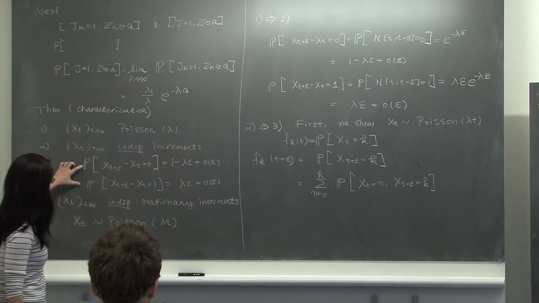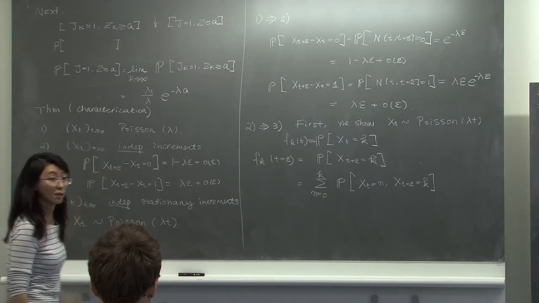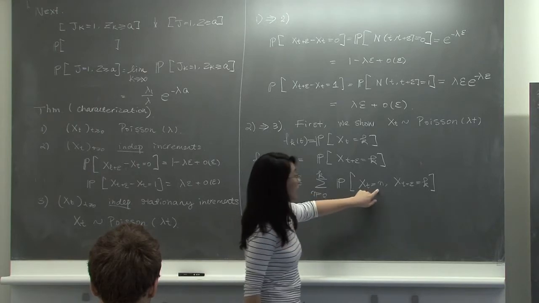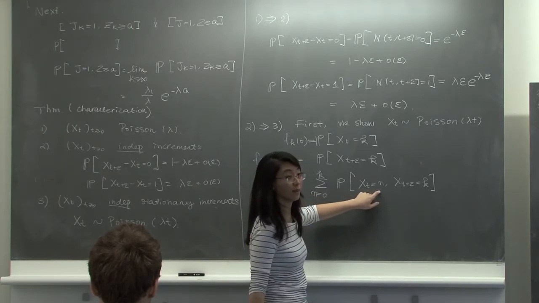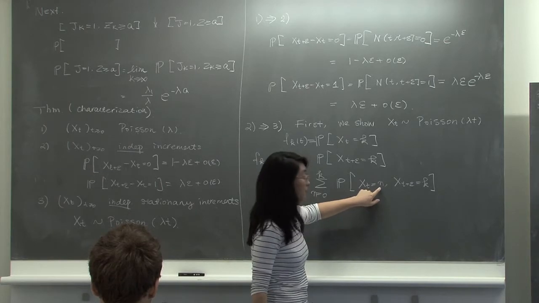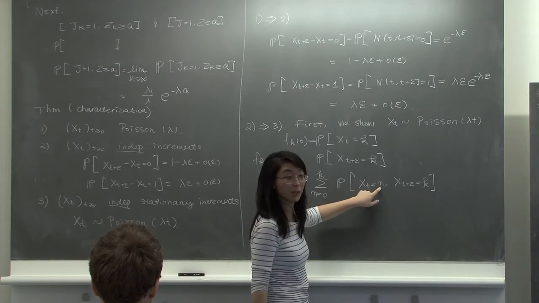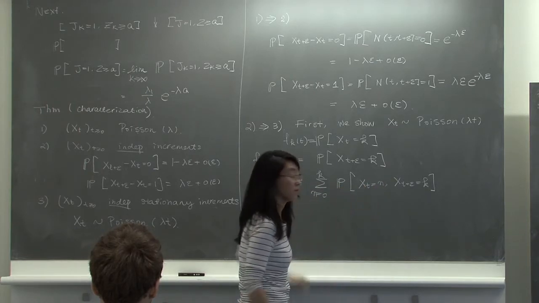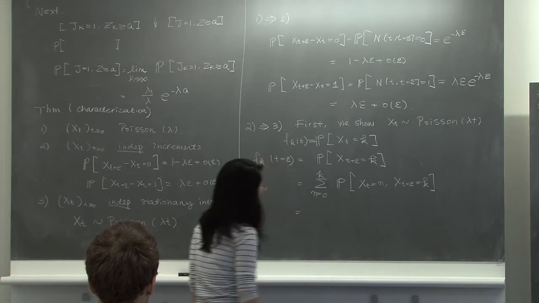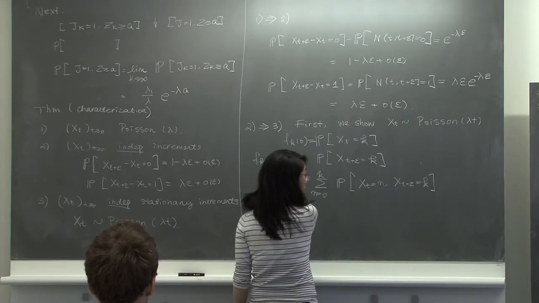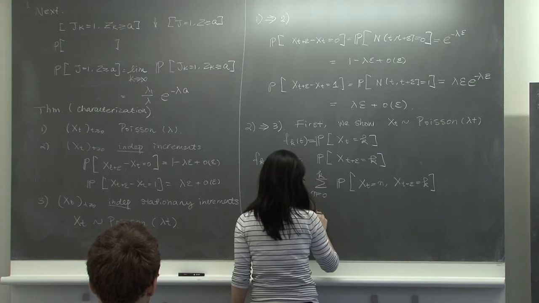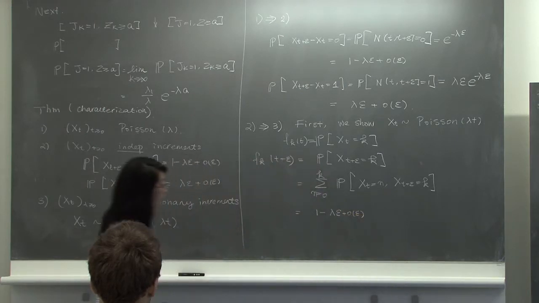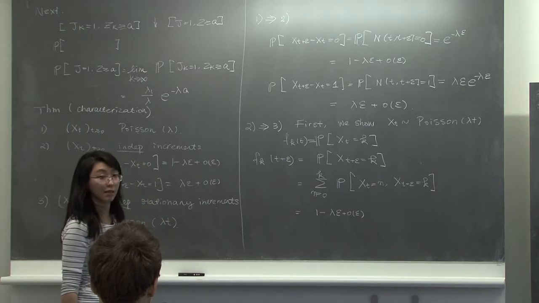From the second property, we have these two estimates. We know that for this summation, when n equals k, the probability is almost 1. For n equals k minus 1, the probability is lambda times epsilon. And for all other events, they are just the error term of epsilon. So we know that for n equals k, the probability is 1 minus lambda epsilon plus an error term.